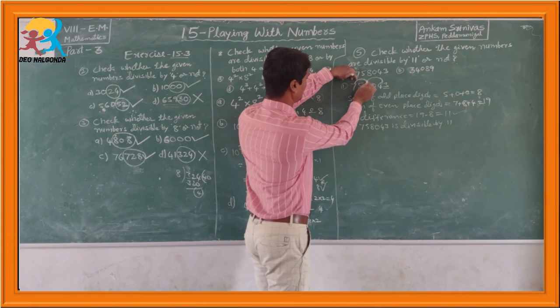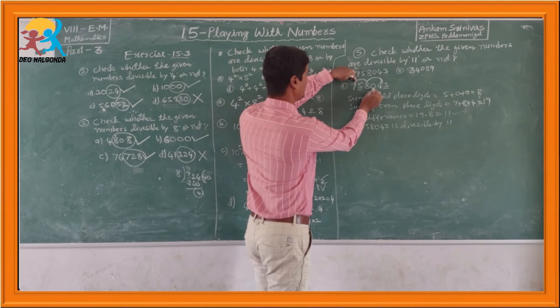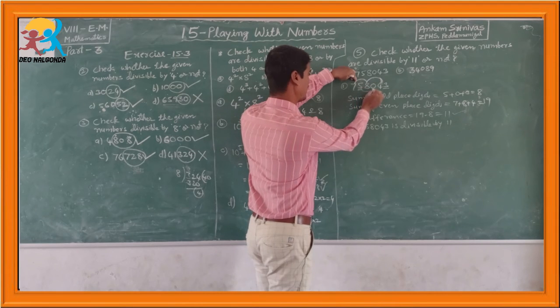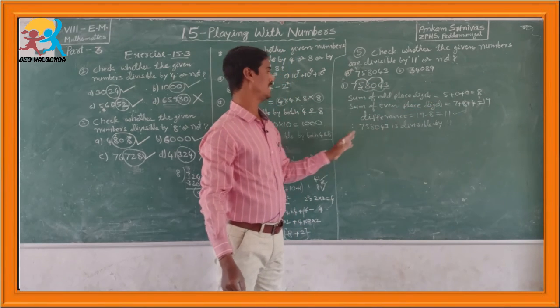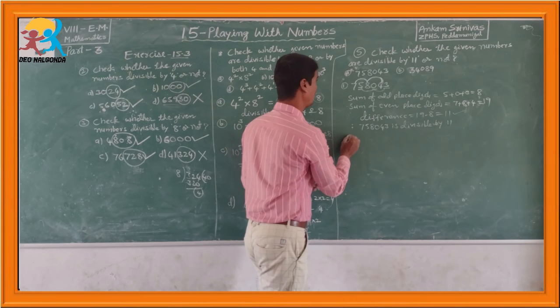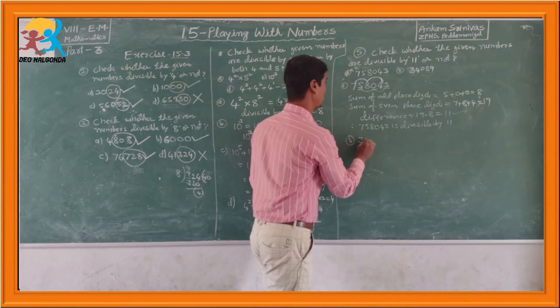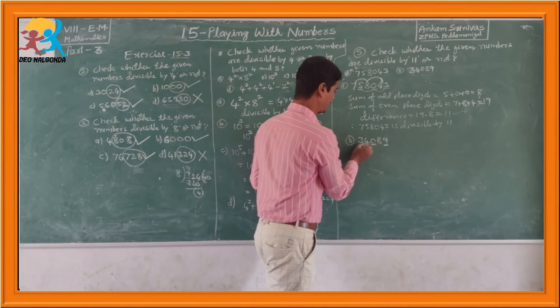Alternate numbers: 7 plus 8 15, 15 plus 4 19, and 5 plus 0 5, 5 plus 3 8. 19 minus 8 will be 11. So divisible by 11. Take the second number. I am going to write directly 34089. Undertake the alternate numbers here.